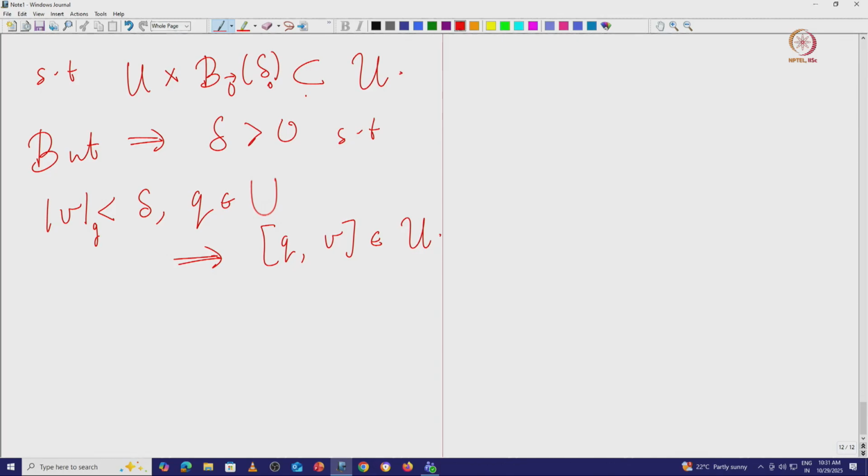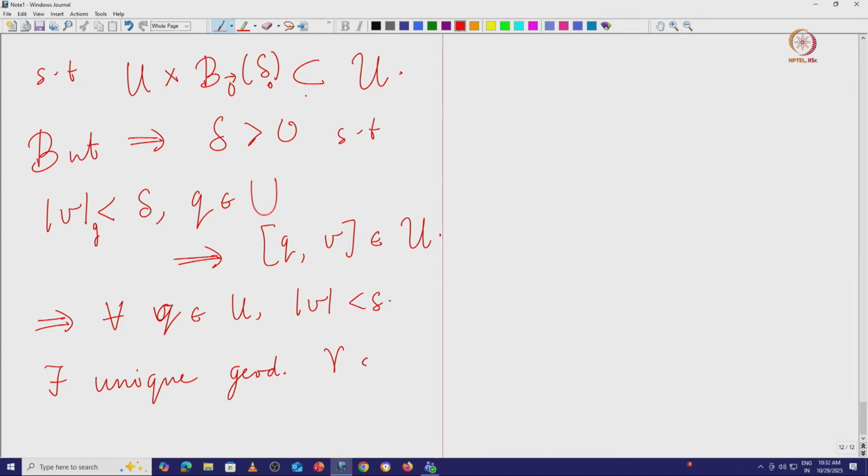Okay, so then this implies that for all Q in the neighborhood and for all V such that this happens, there exists a unique geodesic gamma on this interval minus epsilon to epsilon such that gamma of 0 is Q and gamma dot of 0 is V, and this is exactly what we had claimed, right. So, this proves the theorem.